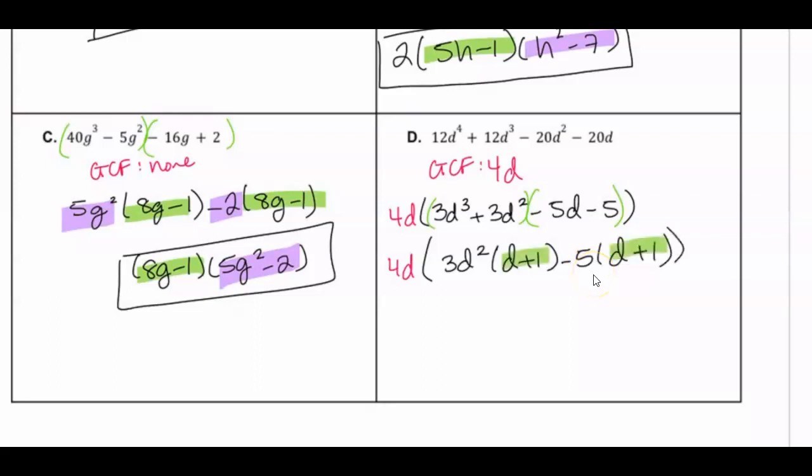Numbers inside the parentheses are the same. Then I'm going to take the numbers that were outside the parentheses. So your 3d squared and your minus 5. And then do not forget to bring down the greatest common factor from the beginning. I see something squared, it's being subtracted, but 5 is not a perfect square.